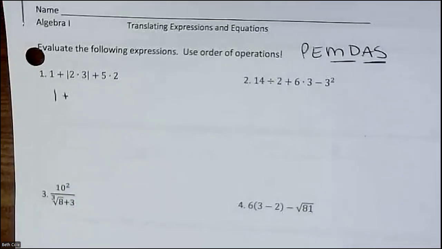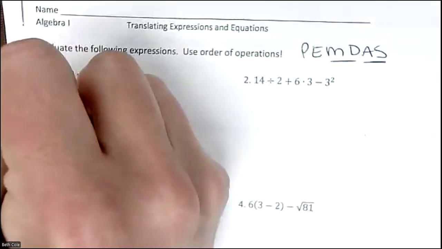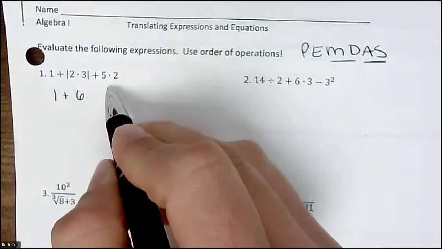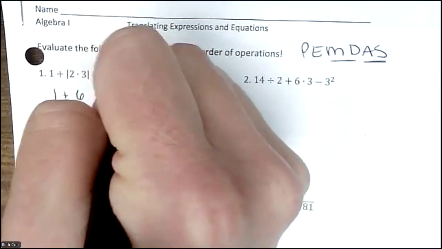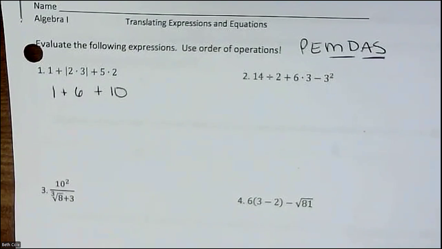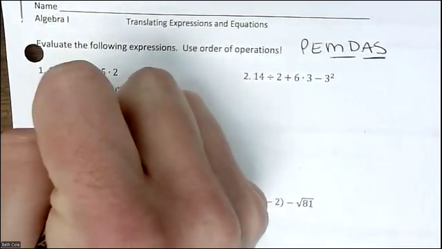So 2 times 3 is 6. And then the absolute value of 6 is 6, all right? The absolute value of -6 would also be 6, just going to turn it positive. All right, plus, and then 5 times 2 is 10. And then you're just going to add that all up. You do the adding and subtracting last. So 17.